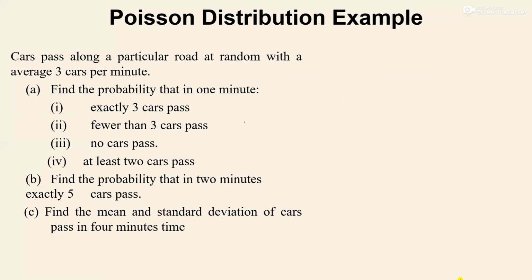Now we are coming to the first example. A car passes along a particular road at random with an average of 3 cars per minute. So we only know the average number per minute along a particular road. How many cars are passing?